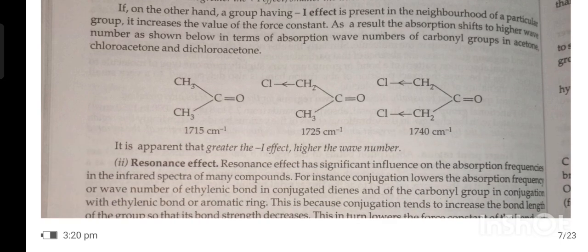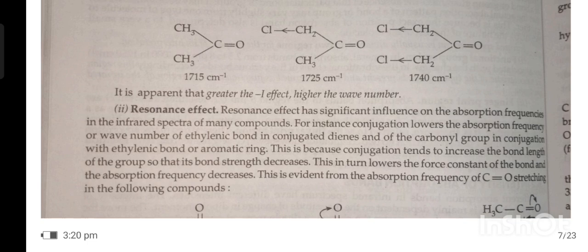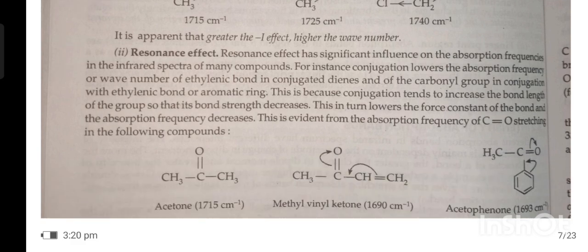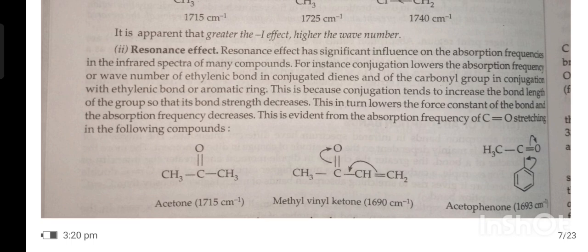It is apparent that the greater the minus I effect, the higher the wave number. Third, resonance effect. Resonance effect has a significant influence on the absorption frequency or wave number of the ethylene bond in a conjugated diene and of a carbonyl group in conjugation, so that its bond strength decreases. This in turn lowers the force constant of the bond and the absorption frequency decreases.